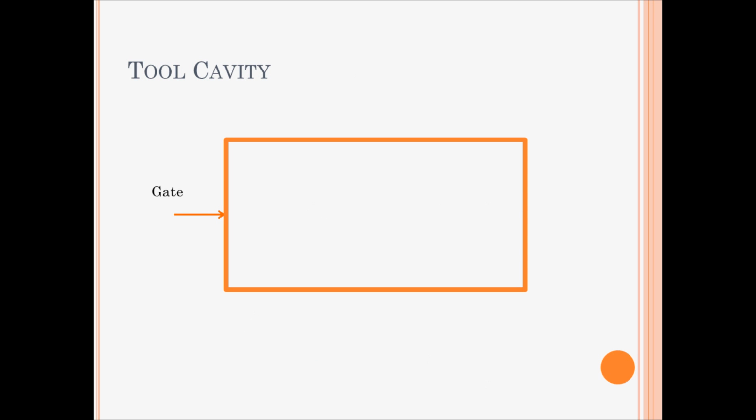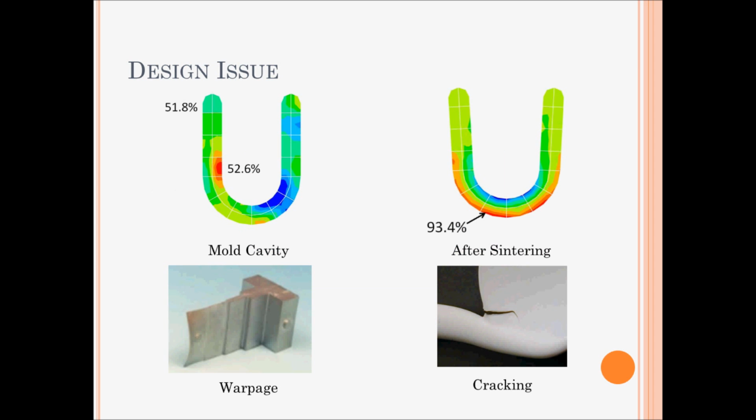Here is a die cavity. As the mold fills from the gate, pressure decreases along the length of the mold, yielding less density and higher shrinkage. As you can see on the top left figure, during the molding process, it's likely there will be different density distributions over the part. After sintering, this causes the part to deviate from its original dimensions.